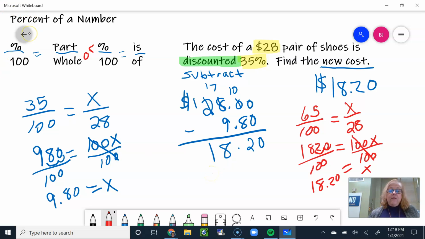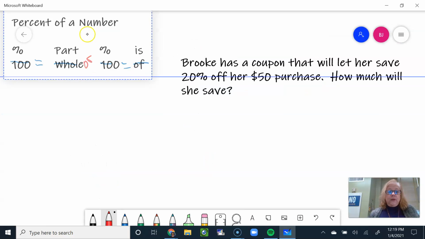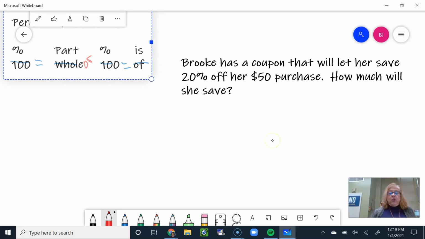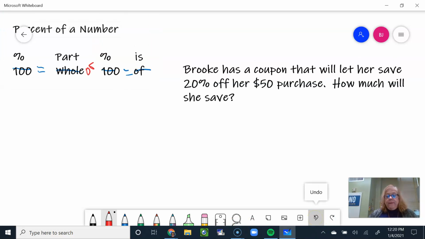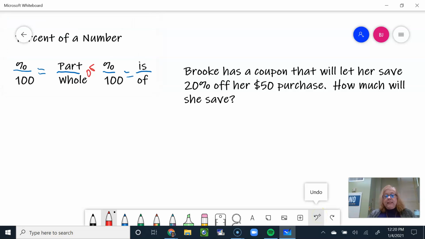Okay? I have one more I'm going to do with you. And this one says, Brooke has a coupon that will let her save 20% off of $50. How much will she save? Well, when you're doing a problem like this, make sure that you are reading your problem correctly. This does not ask you what the new price is. This asks you how much will she save.